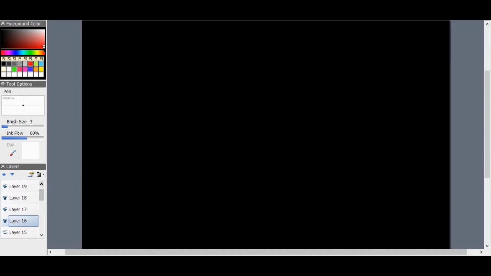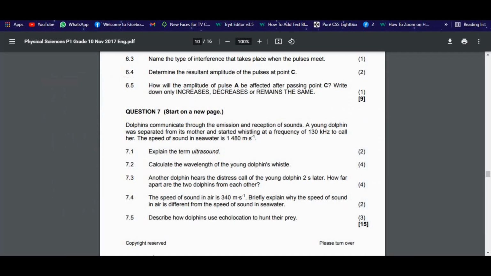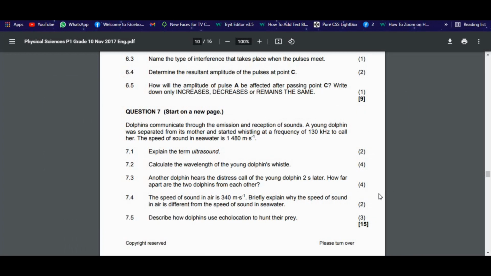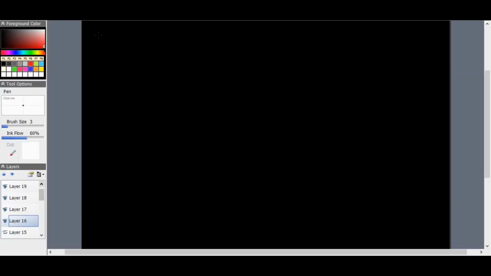Okay, let's have a look at 7.3. Another dolphin hears the distress call of the young dolphin 2 seconds later. How far apart are the two dolphins from each other? Very nice question, this question. So the formula that we should remember from mechanics is that speed, I'll write out the word formula first, is equal to distance over time. You should remember that from mechanics. So V is equal to D divided by T.